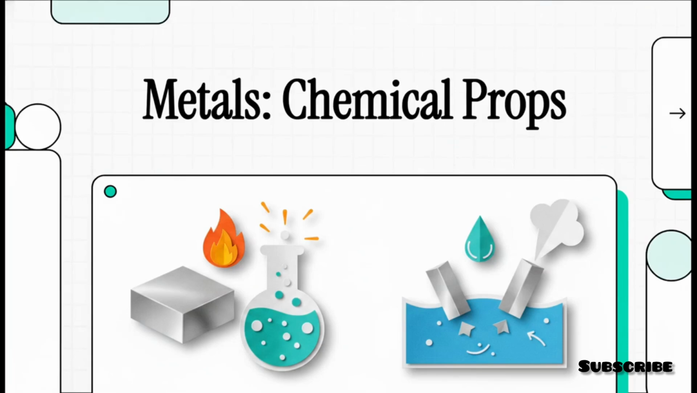Hello students, welcome back. Today we're bringing you a brand new explainer. We're diving right into Class 10 Science, Chapter 3, Metals and Nonmetals. Specifically, Part 2, where we're going to uncover the chemical properties of metals.